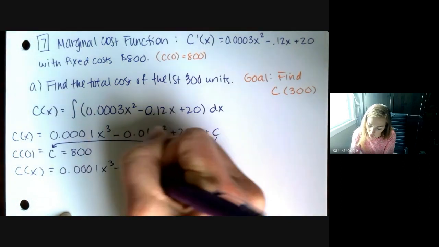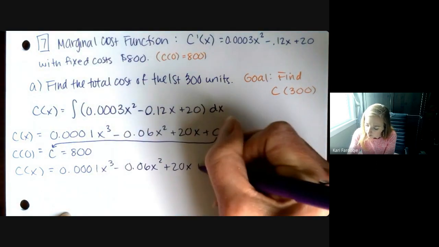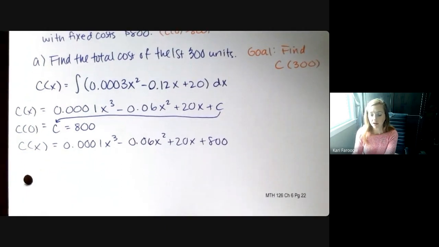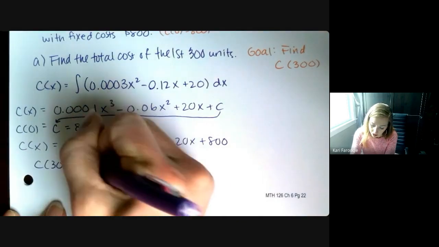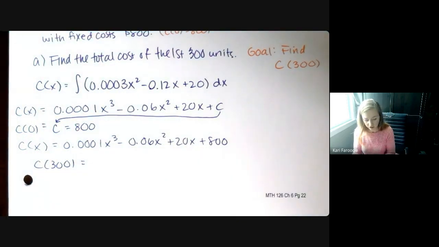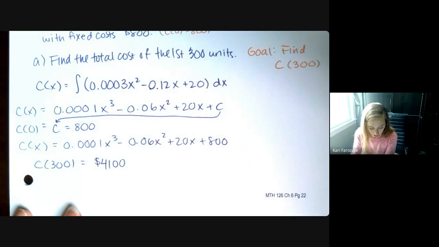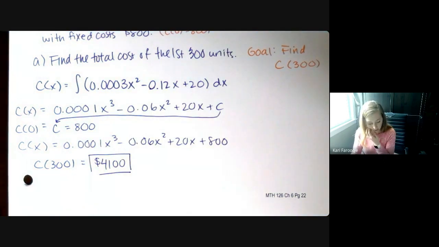So that means C of x is 0.0001 x cubed minus 0.06 x squared plus 20x plus 800. Here's your C of x. And now you're finding the total cost for the first 300 units. So that means you're looking at C of 300, and you can put this into your calculator. I trust that you can do that, and you get $4,100. Okay, that was part A.